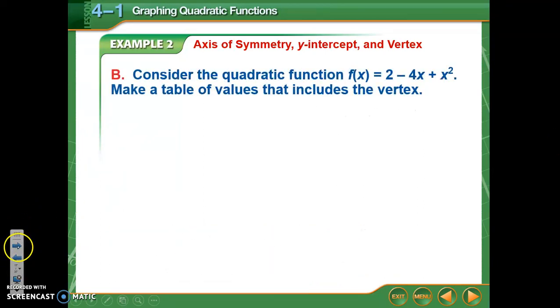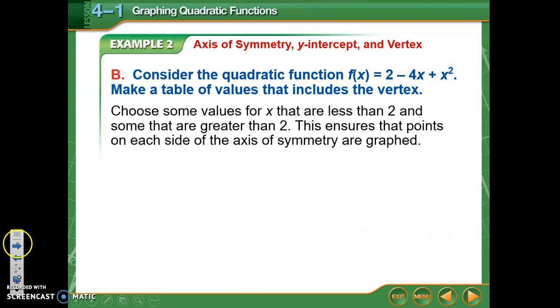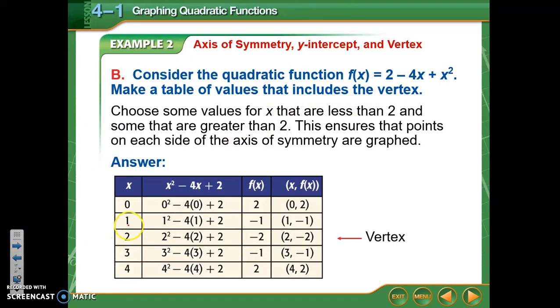Alright, so we're going to make a table of values here. Because we know that my vertex has x value of 2, we are going to make sure that we pick some x values less than 2 and greater than 2. So basically what you want to do is anytime that you make a table of values, you want to start with the vertex, you put that x value in the middle, and then you pick at least 2 values less than that and at least 2 values greater than that.